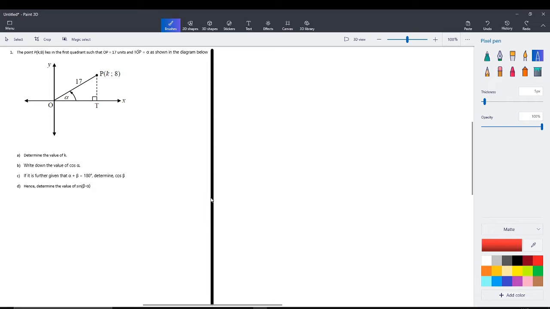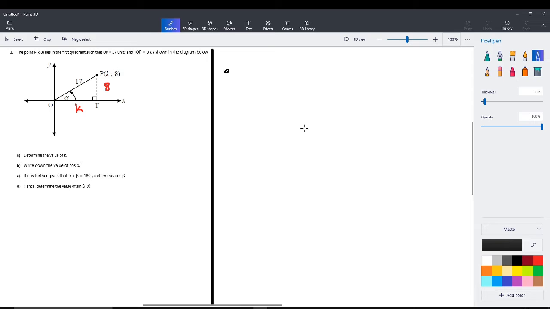For us to determine the value of K, we look at the point P. We've been told that it is K units in the X direction, so from O to T, this is a value of K. And if we look at PT, it is equal to 8 because this is 8 units in the Y direction. So we're going to make use of Pythagoras to determine the value of K.